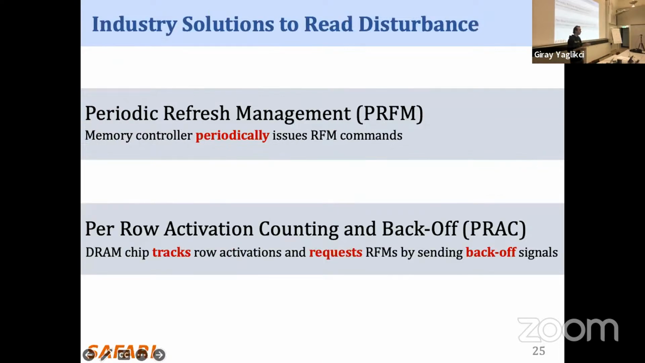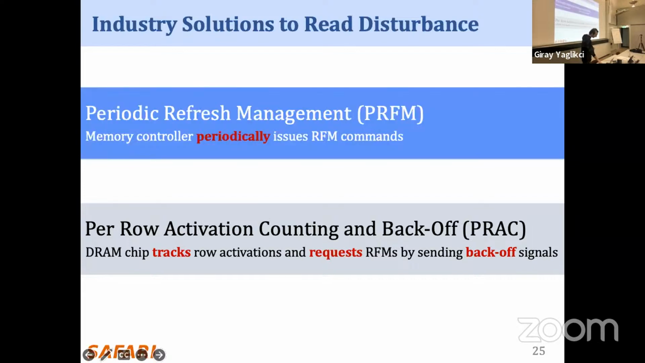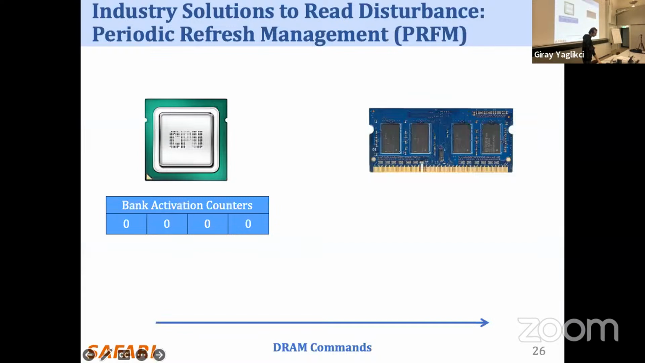And the second one is the most recent one, per row activation counting and backoff, which we will call PRAC, where the DRAM chip internally tracks row activations. And when a row reaches a critical value, it requests RFMs from the memory controller by sending the new backoff signal. We will start by looking at the execution of PRFM.